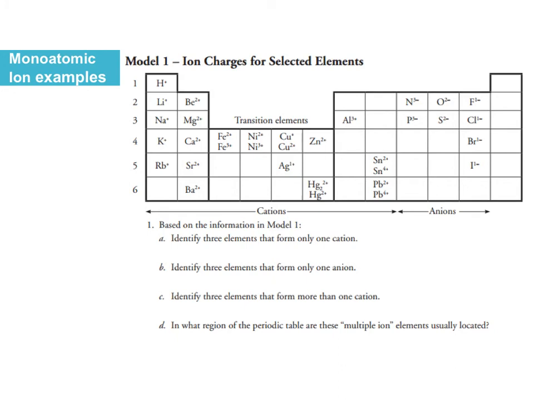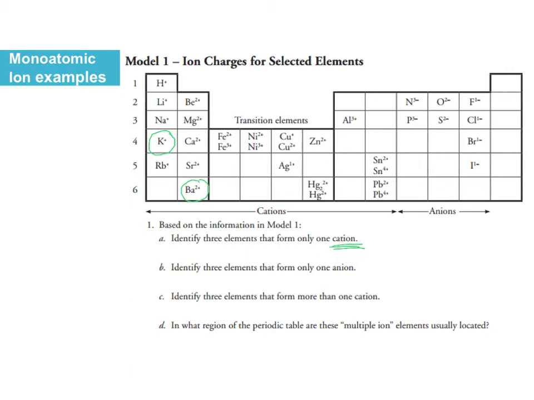So, with this in mind, let's look over this diagram we have here. First thing, looking at our diagram, we want to identify 3 elements that form only one cation. So I'm going to circle some of those in green. So forming only one cation, like here. Potassium has one possible positive ion, K+. So does barium. It has one possible positive ion. It happens to have a positive charge of 2, but there's only one type of ion there.